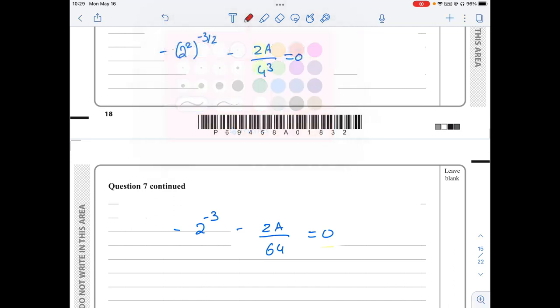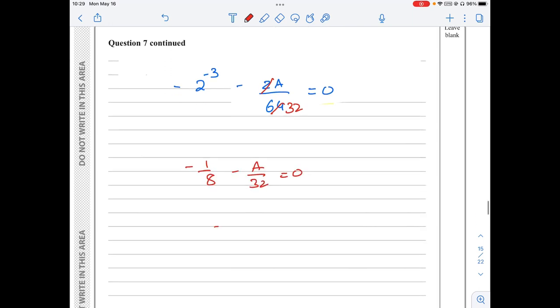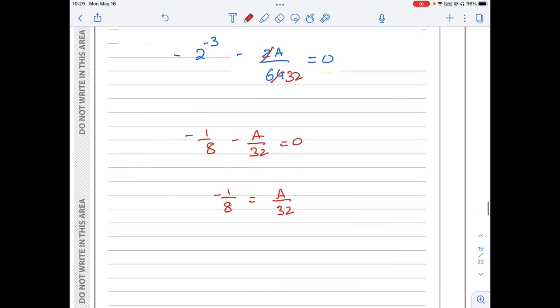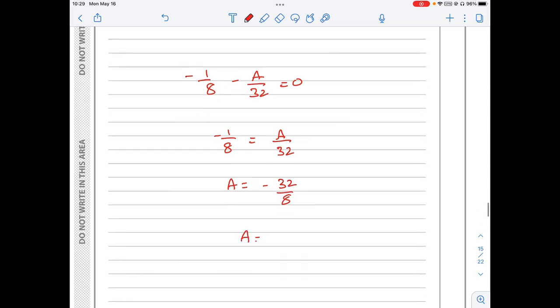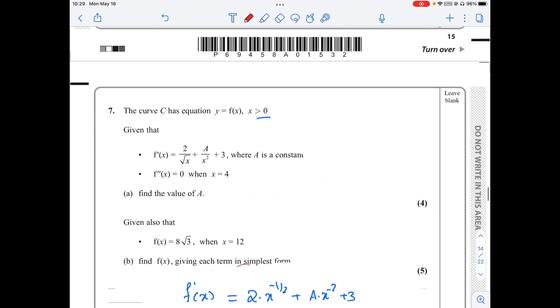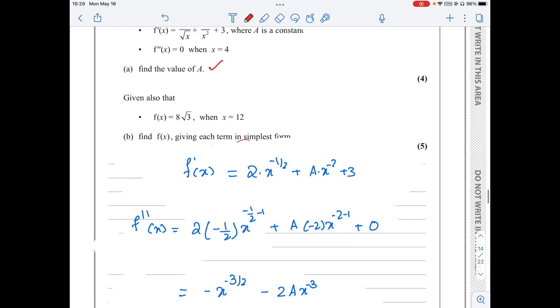I can simplify it out, 2 times 1, 2 times 32. So minus 1 upon 8 minus a upon 32 equals to 0. So minus 1 upon 8 is equal to a upon 32. So a equals to minus 32 upon 8. So the a value is going to be minus 4. What is the value of a? I got minus 4. Is he asking to find the value of a? Yes. Next he is asking f of x equals to 8 root 3 when x is equal to 12.